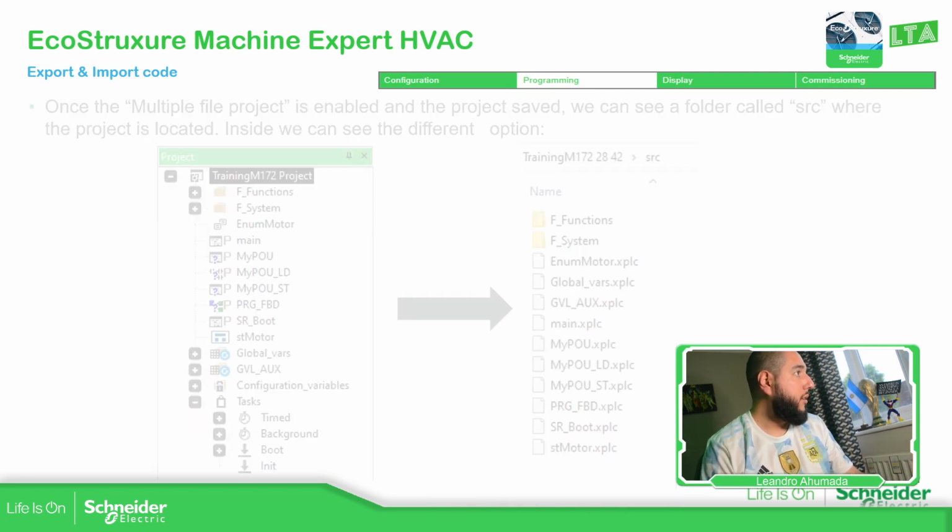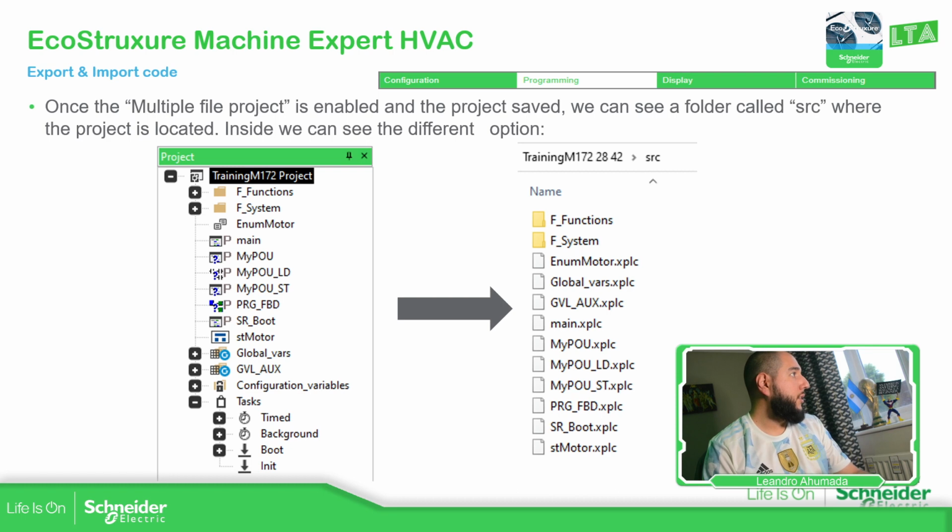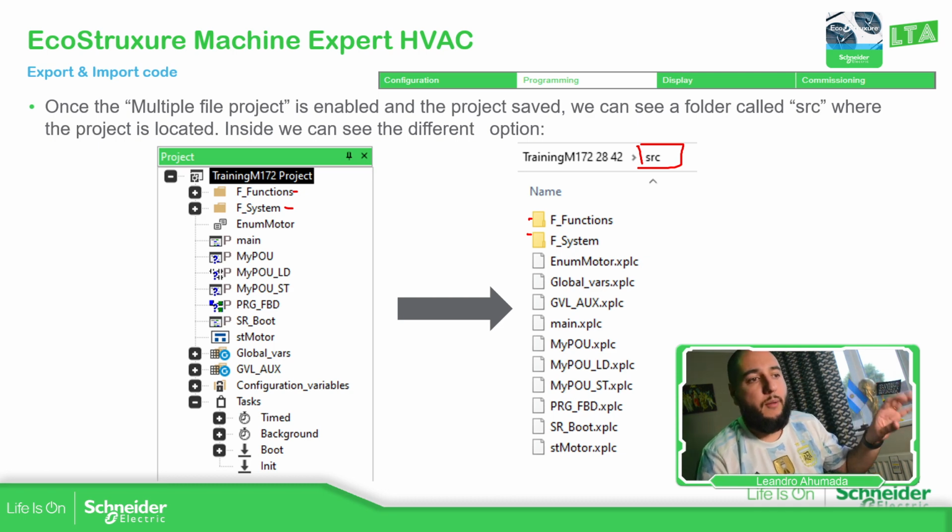If we continue with this, so this is the idea. Where the project is located on our PC, we should be able to see this SRC folder with a similar look and feel to what we have in the project. So for example, in this example we have two folders. Here you can find the two, and inside, if we have things, we should be able to see them.